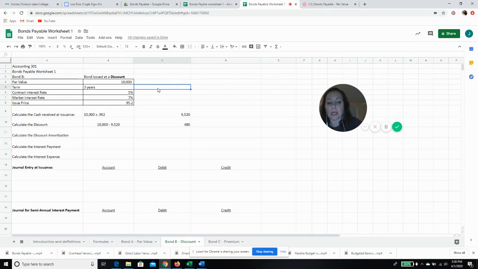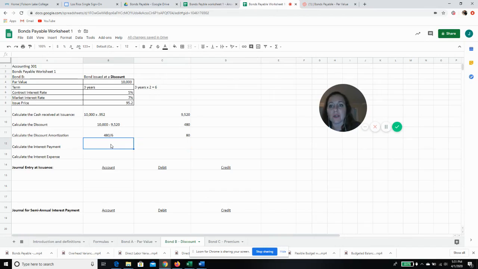So if our term is 3 years, times we're going to make interest payments twice a year, that means there's going to be a total of 6 interest payments. All right, so to calculate the discount amortization, we take the total amount of the discount, which is $480, and divide it by the total number of interest payment periods, which we said was 6. And that's $80. So we are going to amortize the discount $80 every time we make an interest payment.